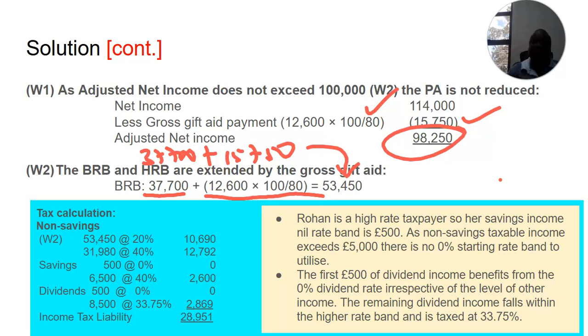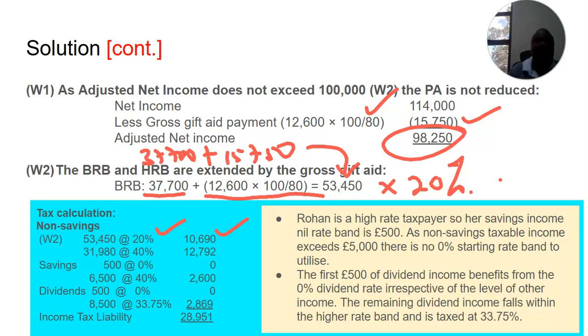So it means that all these are going to be at 20%. Instead of, remember, the 20% ends at 37,700, but because of the gift aid, you are now going to reach 53,450 at 20%. This is what you are seeing here. All right.